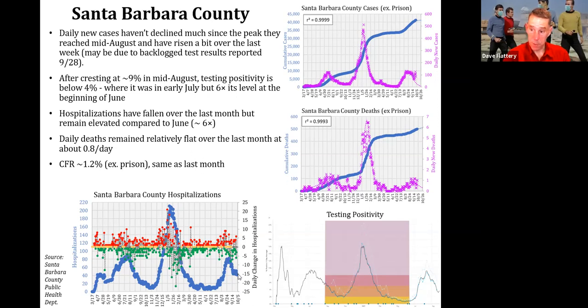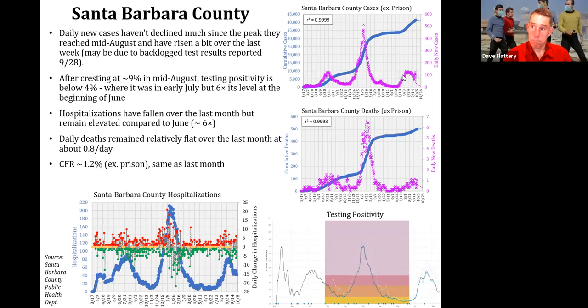Hospitalizations have fallen. If you look at the blue line here, from around 80 to around 50 over the last month. So that's good. They never really approached where they were in January, just like cases and fatalities didn't. Deaths have been pretty flat over the last month, about 0.8 per day, one every 1.2 days, however you want to say it. And the case fatality rate here is about 1.2%, excluding the prison, which is the same as last month. That hasn't changed in quite a while.